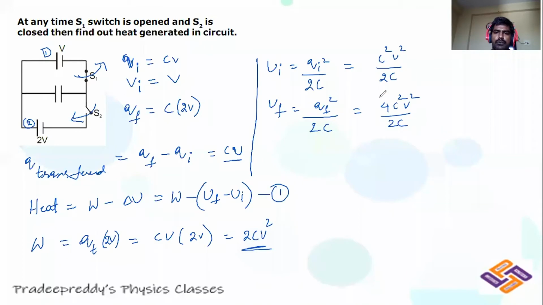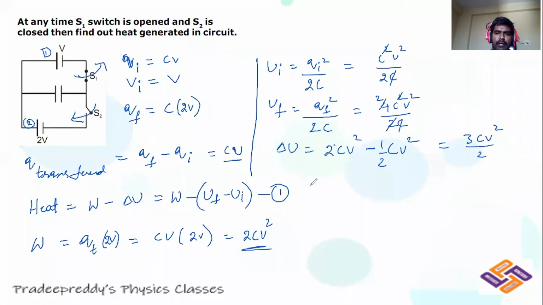This 2 gets cancelled, and this C and this C get cancelled. So the final energy is 2CV square, minus the initial energy, where this C and this C get cancelled, which is half CV square. This is equal to 4CV square minus CV square, that is 3CV square divided by 2. This is the change in potential energy.